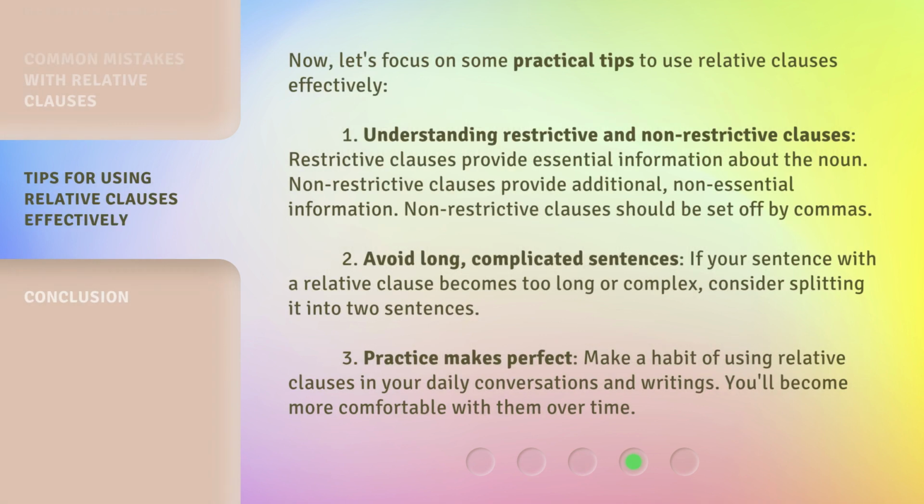Now, let's focus on some practical tips to use relative clauses effectively. 1. Understanding restrictive and non-restrictive clauses. Restrictive clauses provide essential information about the noun. Non-restrictive clauses provide additional, non-essential information. Non-restrictive clauses should be set off by commas.